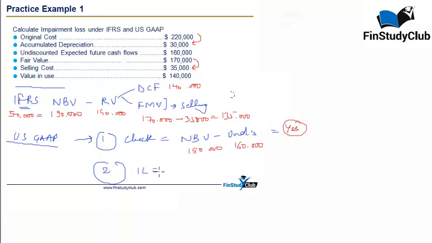Once there, I need to calculate the impairment loss by comparing the net book value with the fair market value if available. If not, I always have a backup plan of discounted cash flows to be used only as a backup. So therefore, the net book value is 190,000 and the fair market value is 135, which I have already calculated for IFRS. So therefore 55,000 is the impairment loss under US GAAP. You can clearly see that the answers under US GAAP and IFRS are different.